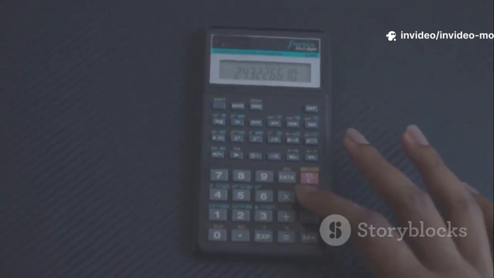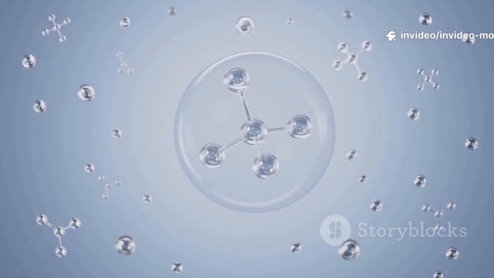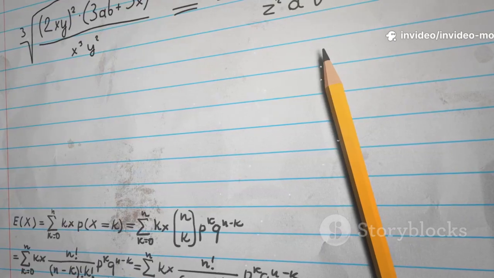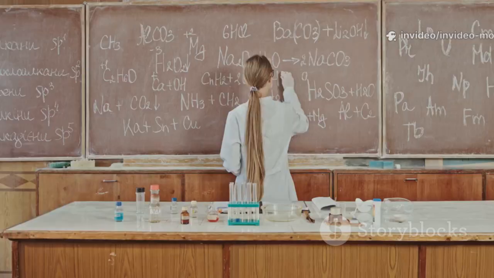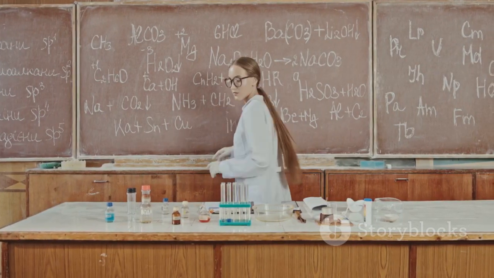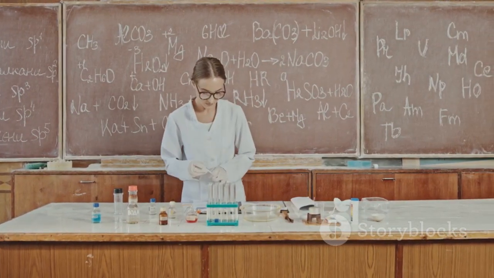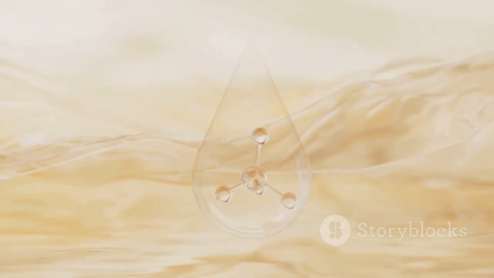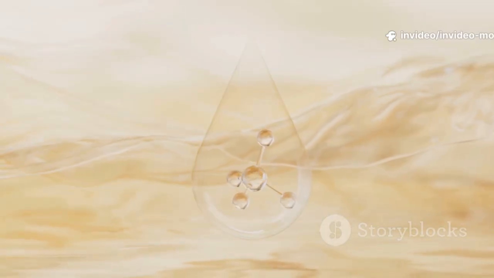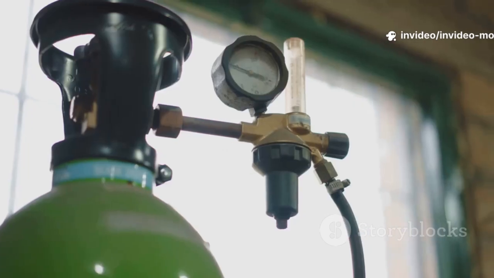That's 2 moles. But what if I want to know how many water molecules that is? Multiply your moles by Avogadro's number. So 2 moles times 6.022 times 10 to the 23rd? That's over 1,200 sextillion water molecules. Mind blown, right? Here's another cool part.